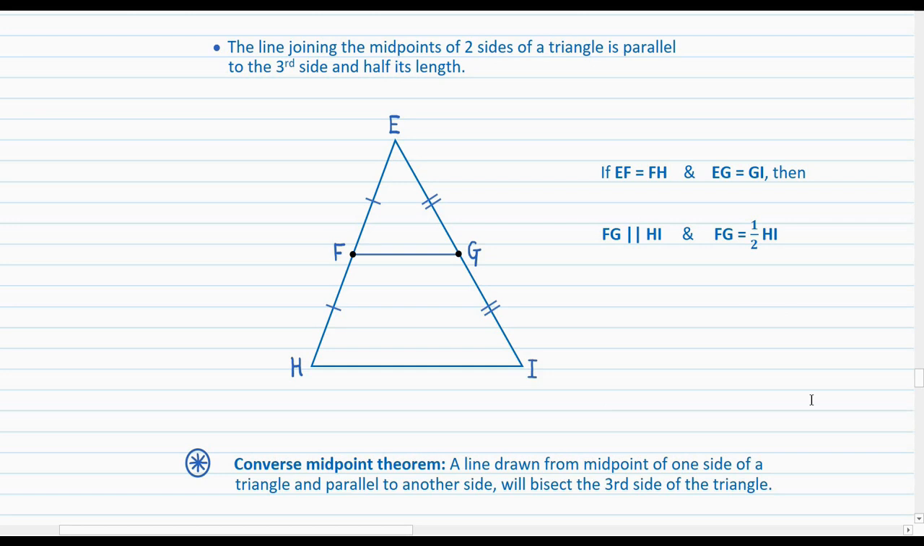Then I'll just conclude this section with going through two examples covering the proportion theorem as well as the midpoint theorem before moving on to the next section, which is polygons. Here's the first example.